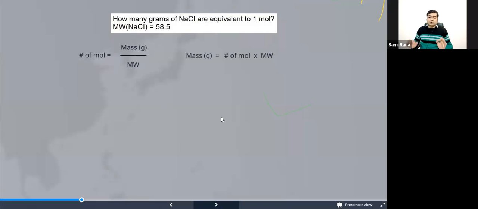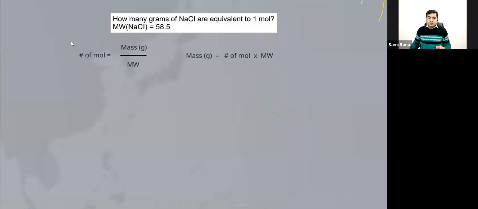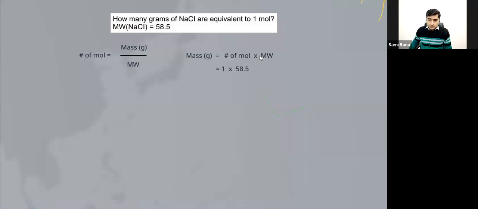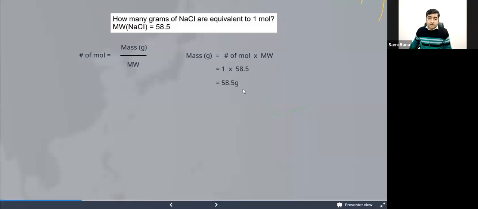I have told you that we are not going to use this formula the same way. We will be using its alternate shapes. We need mass, so we will take the molecular weight and multiply it with the number of moles. Mass in grams is equal to number of moles into molecular weight. So we put in the values: number of moles 1, molecular weight 58.5. The answer is going to be 58.5.